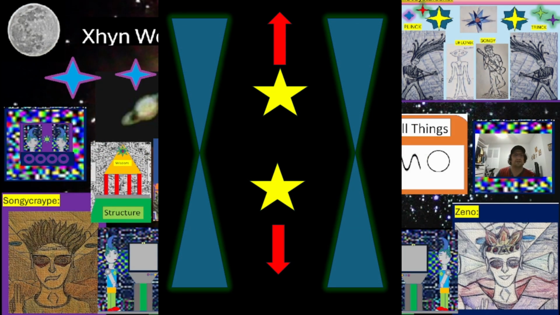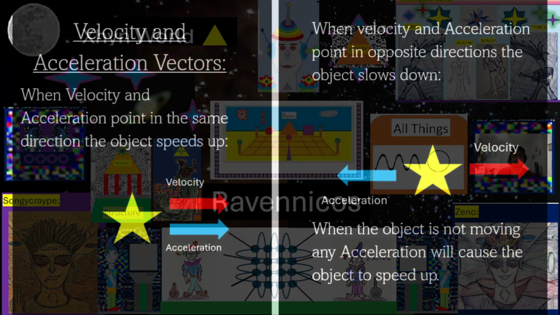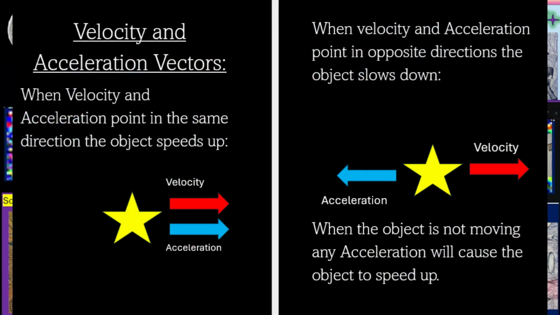Velocity and acceleration vectors. When velocity and acceleration point in the same direction, the object speeds up. When velocity and acceleration point in opposite directions, the object slows down. When the object is not moving, any acceleration will cause the object to speed up.